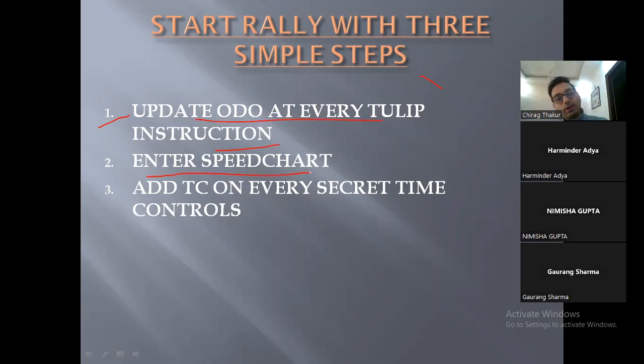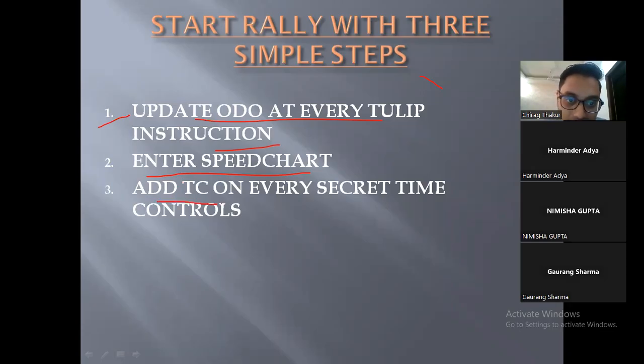If there is a long, lengthy speed chart to be fed, whenever you get time between two instructions in the roadbook, say there is a fork right, and after that right you have to go 2 kilometers straight, in between that 2 kilometers try to enter the speed chart. Don't waste your time, enter the speed chart whenever you get the time.